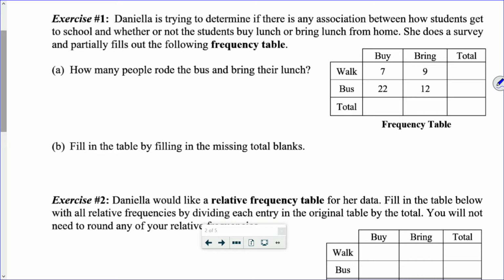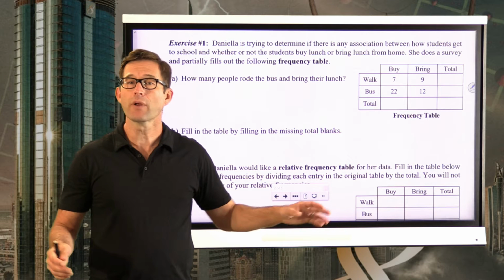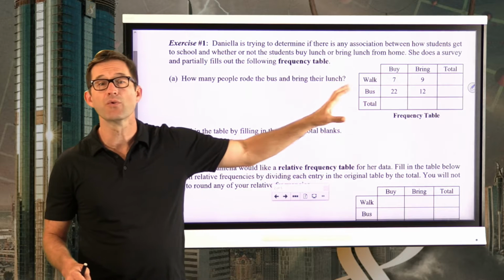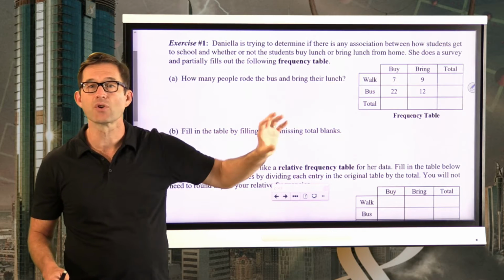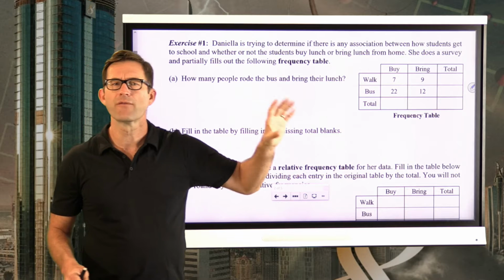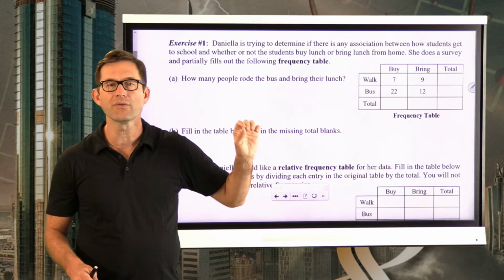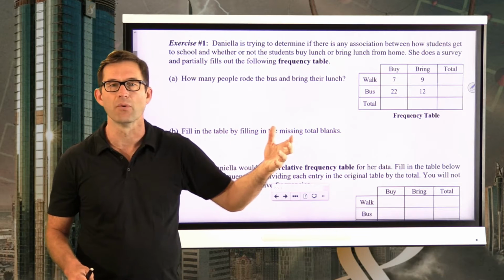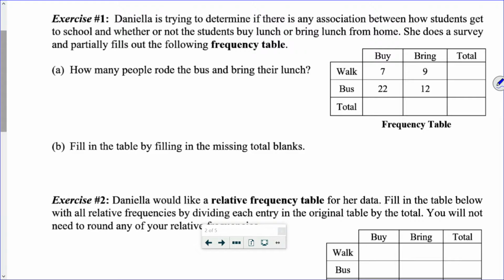Exercise number 1. Daniela is trying to determine if there's any association between how students get to school and whether or not the students buy lunch or bring lunch from home. She does a survey and partially fills out the following frequency table. All right, so a frequency table is just a table that shows you the results and how things are broken down into categories. So the first thing we want to make sure is that you understand how to simply read one of these tables. Let's take a look at letter A.